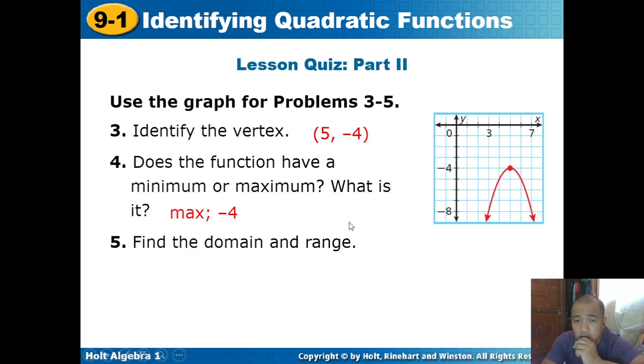Find the domain and range. The domain, all real numbers, while the range, y is less than or equal to negative 4, or the k. Y is less than or equal to k because the parabola opens downward. If it's upward, y is greater than or equal to k.